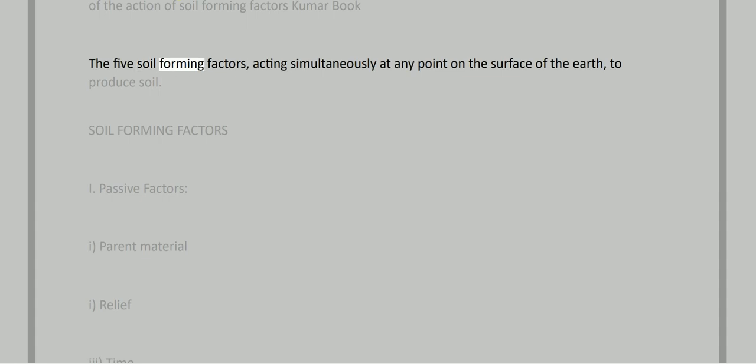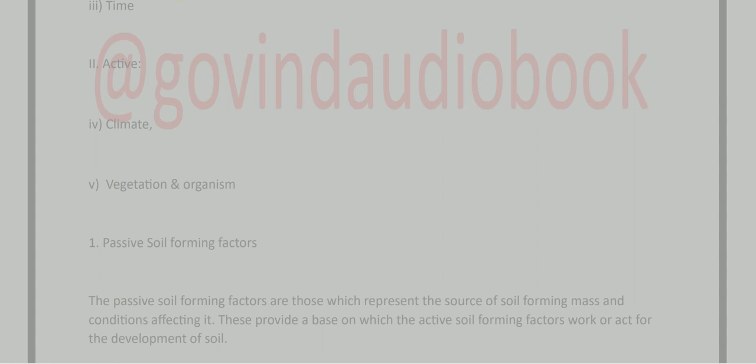Soil is produced by the 5 soil forming factors acting simultaneously at any point on the surface of the earth. Soil forming factors: 1. Passive factors: parent material, relief, and time. 2. Active factors: climate, vegetation and organisms. 1. Passive soil forming factors.